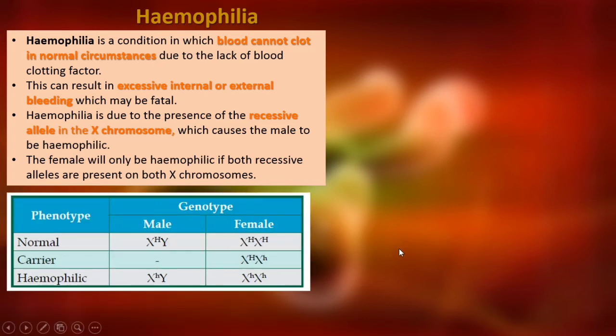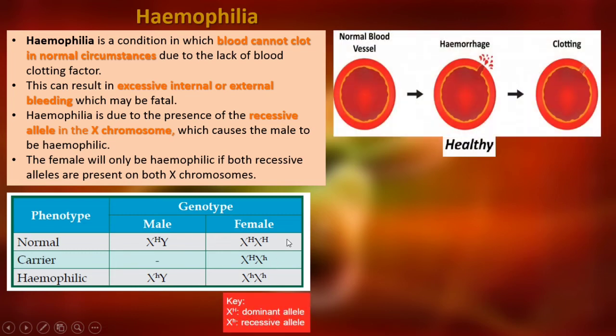For hemophilia we can use H. Okay, normal male, X capital H Y, female here, and then this is carrier. Okay, only the female carries the hemophilia, and the hemophilic person has the recessive allele on the X chromosome here. So this is the condition of normal blood vessel. Okay, and then for the healthy, we clot the blood through the mechanism of blood clotting factor, but for hemophilia, unable to clot.